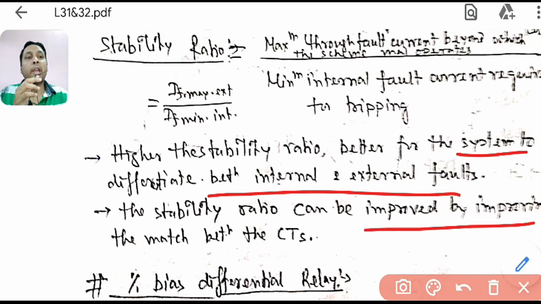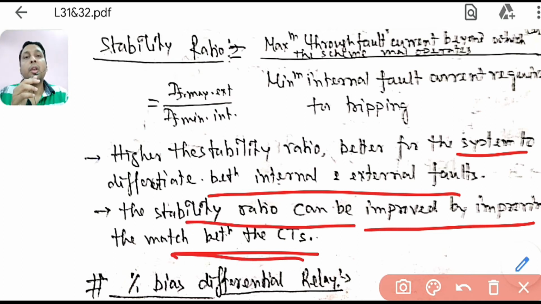The stability ratio can be improved by improving the match between the CTs. If both the CTs are very identical to each other, then it is highly likely that the error caused in the first CT and the error caused by the second CT will be in the same line, so the difference between them is the same. But in practice it is tough, because in transformer protection the CT ratios on both sides are different. Because the transformer has a voltage ratio, both side currents will change, so accordingly your CT ratios will also change, due to which these CTs will not be identical, and the error caused in one CT is different from the error caused in the other. So that's why there will always be a spill current.